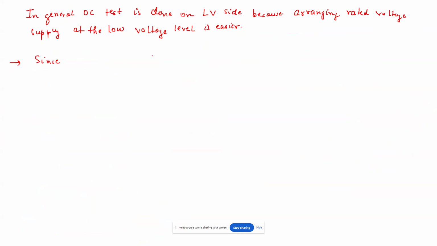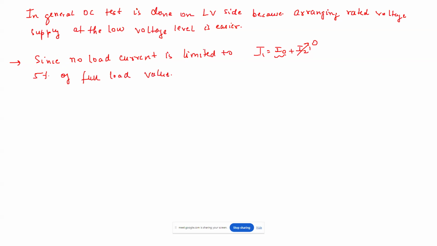You have seen this, right? I1 is equal to I0 plus I2 dash. Now, because we have kept the high voltage winding open, this I2 dash is 0. So the primary current is only this no load current. And you will see that the no load current is limited to about 5% of the full load value, the full rated value.